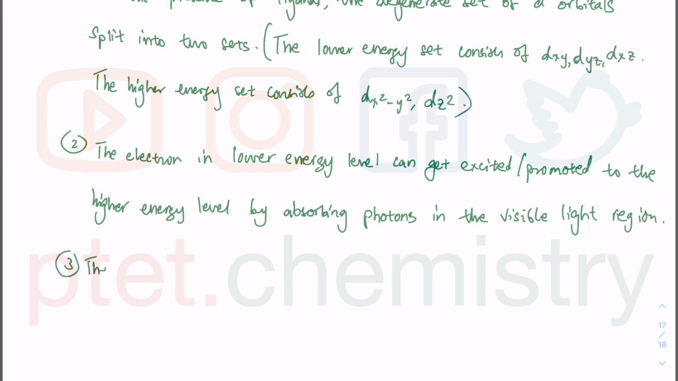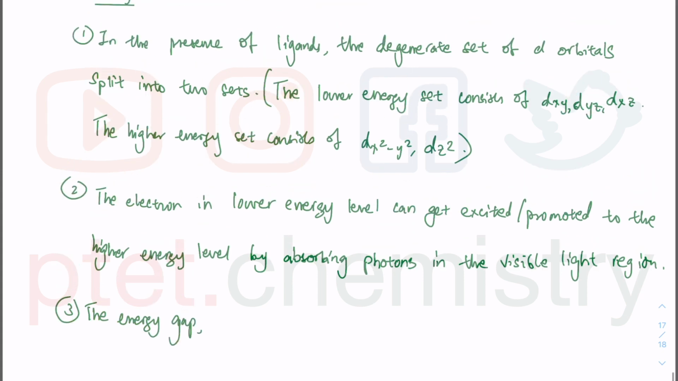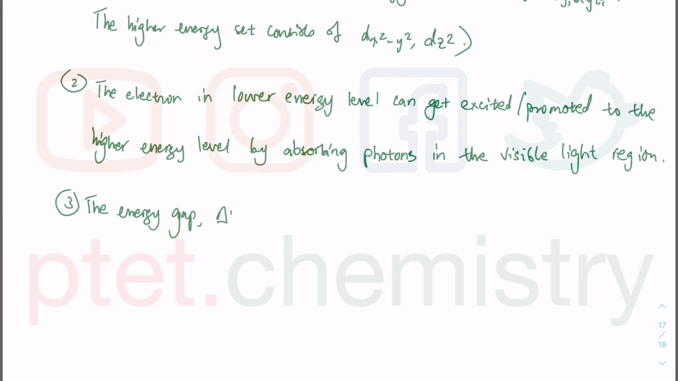So the energy gap, we already talked about the separation of the 2 sets of d orbitals. The energy gap, delta E, is equal to Planck constant times the frequency of the radiation. You don't need to know about the Planck constant if you don't do physics, it's just a constant. This is equal to hc over lambda, the Planck constant times the speed of light, divided by the wavelength of the visible light being absorbed. So lambda is the wavelength of visible light absorbed.